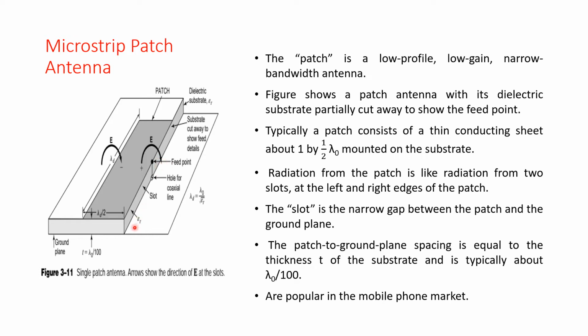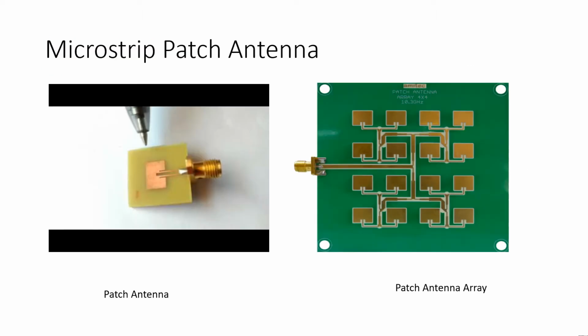Here a hole is there for the coaxial line, and usually it will be fed at this point. Usually the patch to ground plane spacing will be equal to the thickness T of the substrate and is typically lambda naught by 100. Patch antennas are popular in the mobile phone market. This is basically how a patch antenna looks. Also, patch antenna arrays are formed in order to increase the bandwidth and directivity. Here is another example of a patch antenna array.